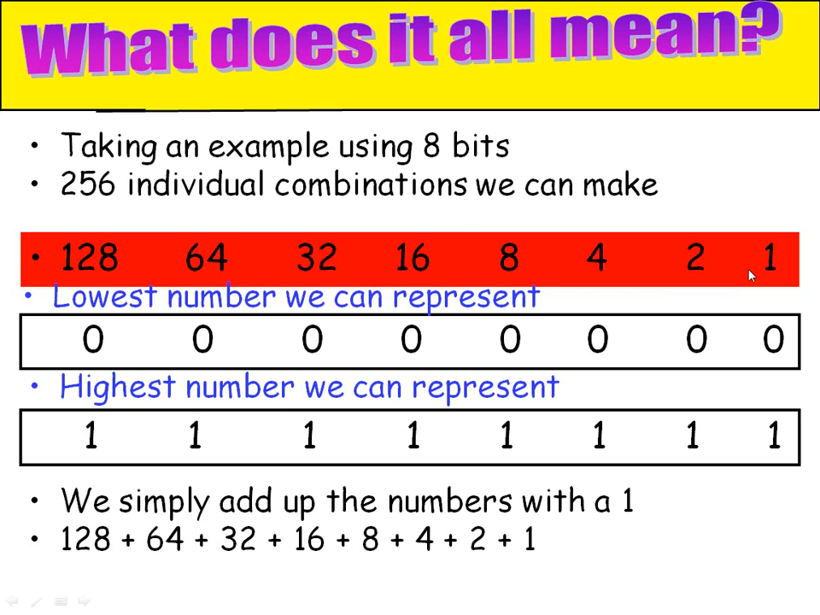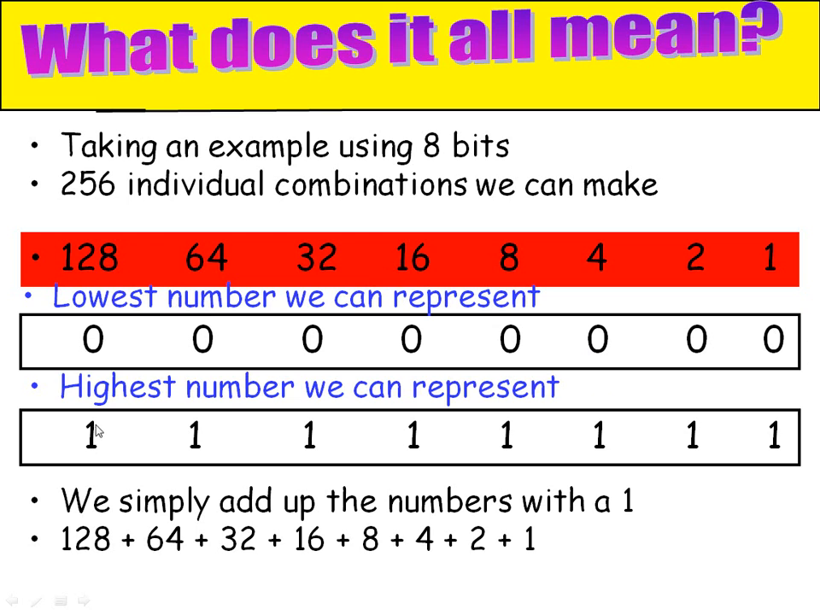Hopefully you can see the pattern. So starting from the right hand side, I always write down 1, 2, 4, 8, 16, 32, 64, 128. And hopefully in your calculator, if you have to go up to a bigger number, you would know to just keep doubling it. So the lowest number we could represent is 0, and that would be where they're all 0. And that gives us 0 in decimal.